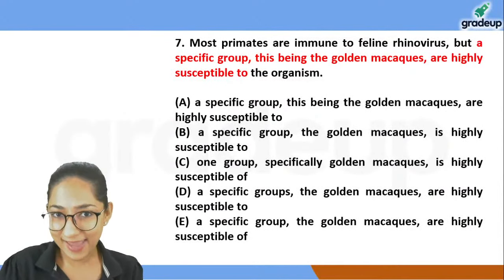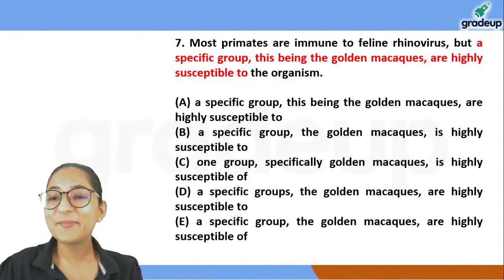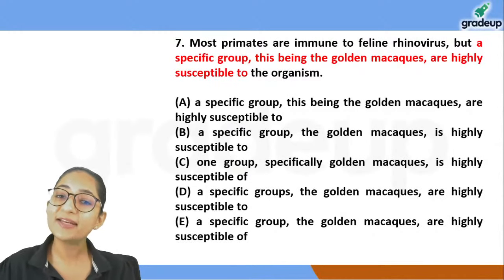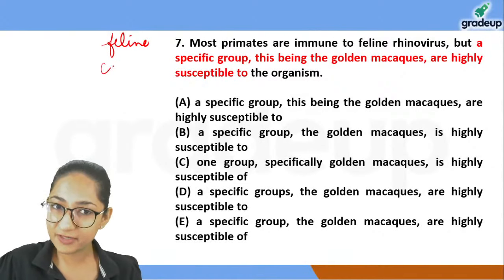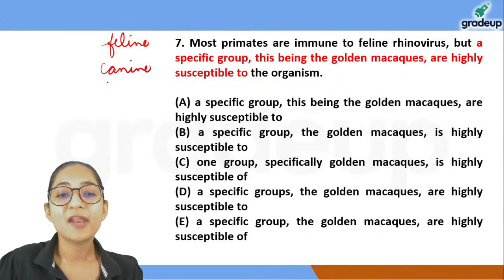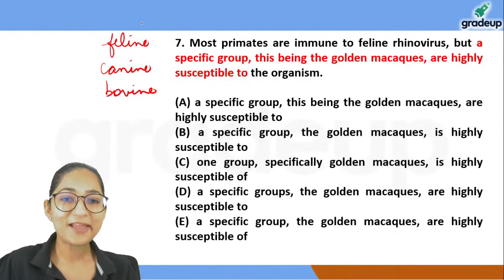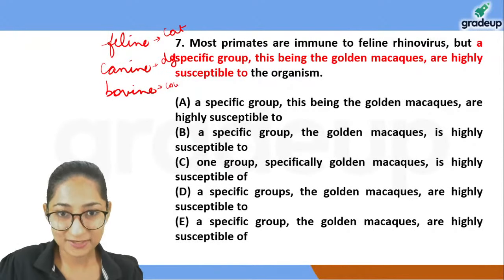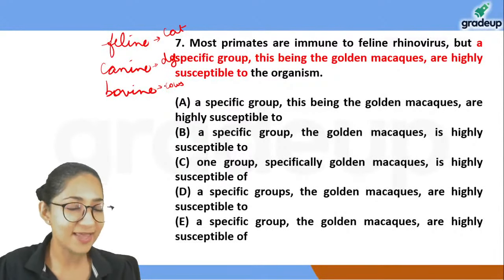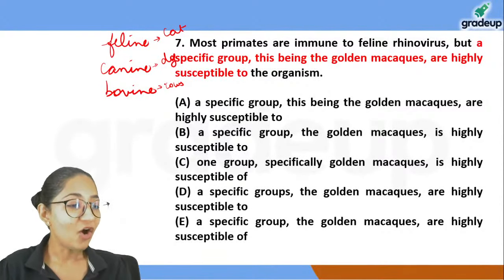Question number 7 is here. So most primates are immune to feline rhinovirus. What is feline, guys? What do you mean by this word feline? The other day we talked about canine also. Then we covered the word bovine in one of the sessions. Feline is related to cats. Canine is related to dogs. Bovine is related to cows. Then you have vulpine also. Many other words are there, but these are the common ones. Feline, canine, bovine. Okay.